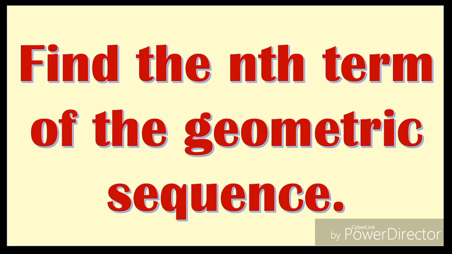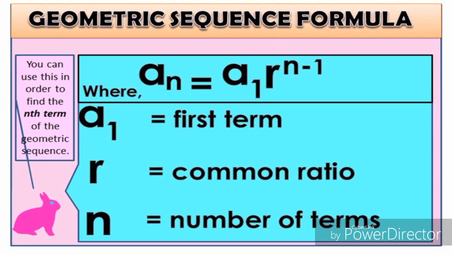Okay, now we can find the nth term of the geometric sequence. To find the nth term of a geometric sequence, we need a formula. We have a sub n equals a sub 1 times r raised to n minus 1, where a sub 1 is the first term, r is the common ratio, and n is the number of terms.